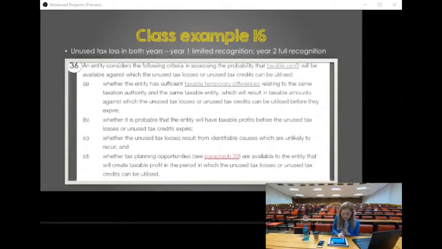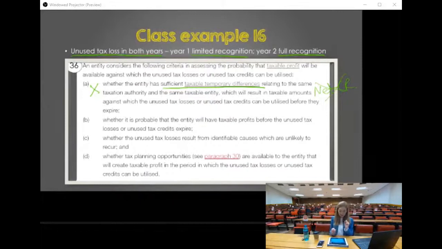Anyway, so class example 16, we still have unused tax loss in both of the years. However, now in year 1, we have limited recognition, and in year 2, we have full recognition. So what happens here is that, first of all, we are going to have a deferred tax asset at the end of both years. So that means that Part A does not apply, because remember Part A says there's sufficient taxable temporary differences, which means that I have a net credit balance. And in this case, you'll see that I don't. I actually have a net debit balance.